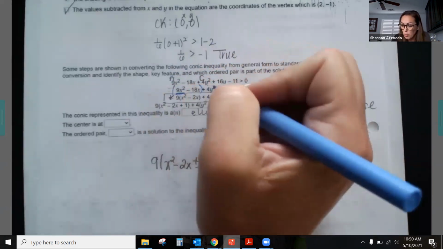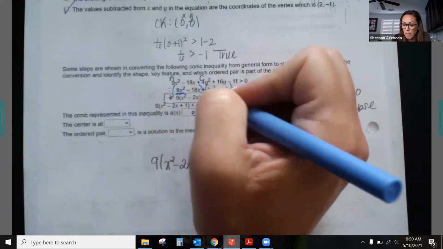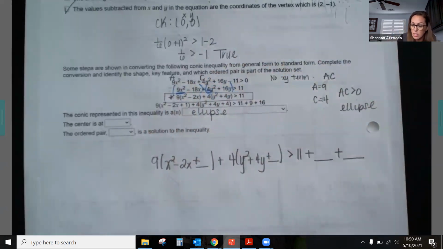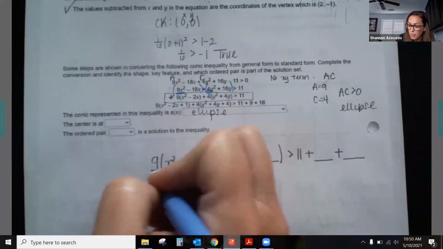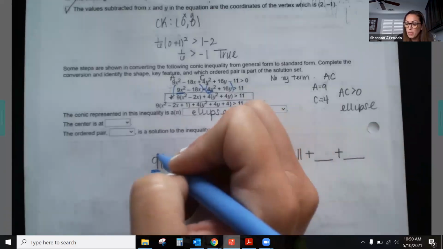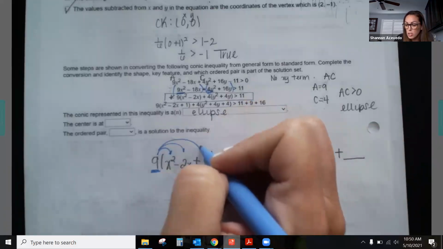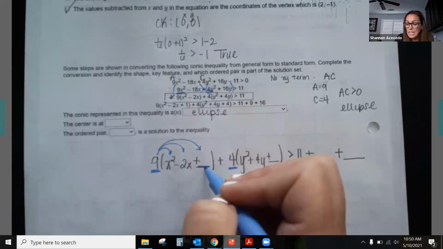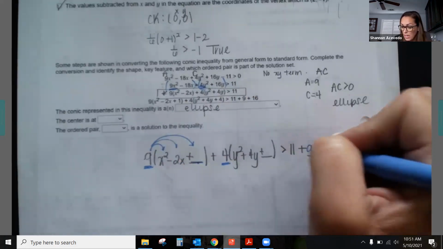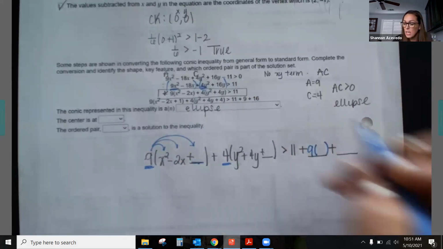Okay, now remember when we do this, I had here a coefficient other than 1 when we had these groupings. And again, I had a coefficient here of 4, so I had to factor out those values. That's where these came from. Now remember, this is going to each term. So whatever's here is really 9 times that value. So what I add over here has to be 9 times that value. Same thing here.